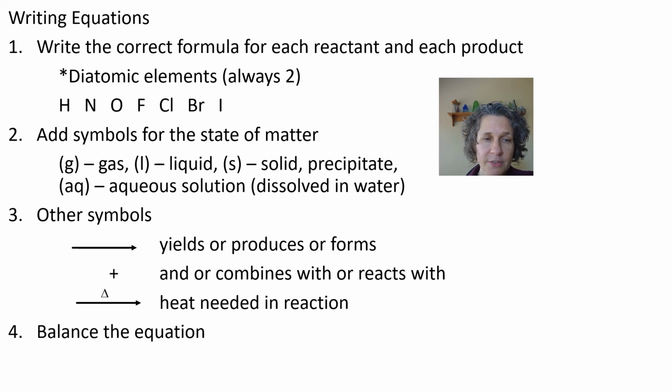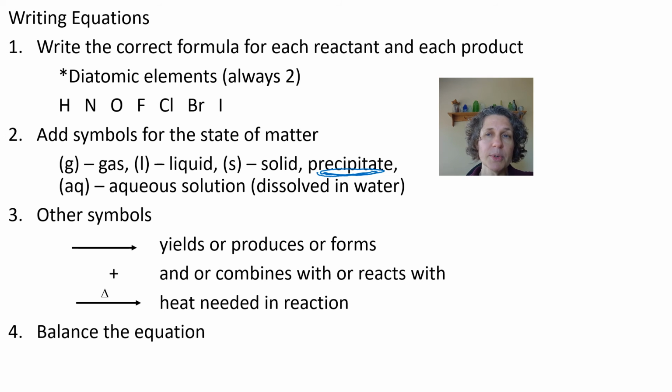If you are given enough information, you need to write the symbols for the state of matter. So if you know it's a solid, liquid, or gas, you would put that. By the way, sometimes the word precipitate is used, and that does mean solid. And then another, probably the most common symbol is AQ. AQ means that it is something dissolved in water, and that stands for aqueous. Most of the solutions that we deal with in life are aqueous. I will give you that kind of description if I want you to add that information in.